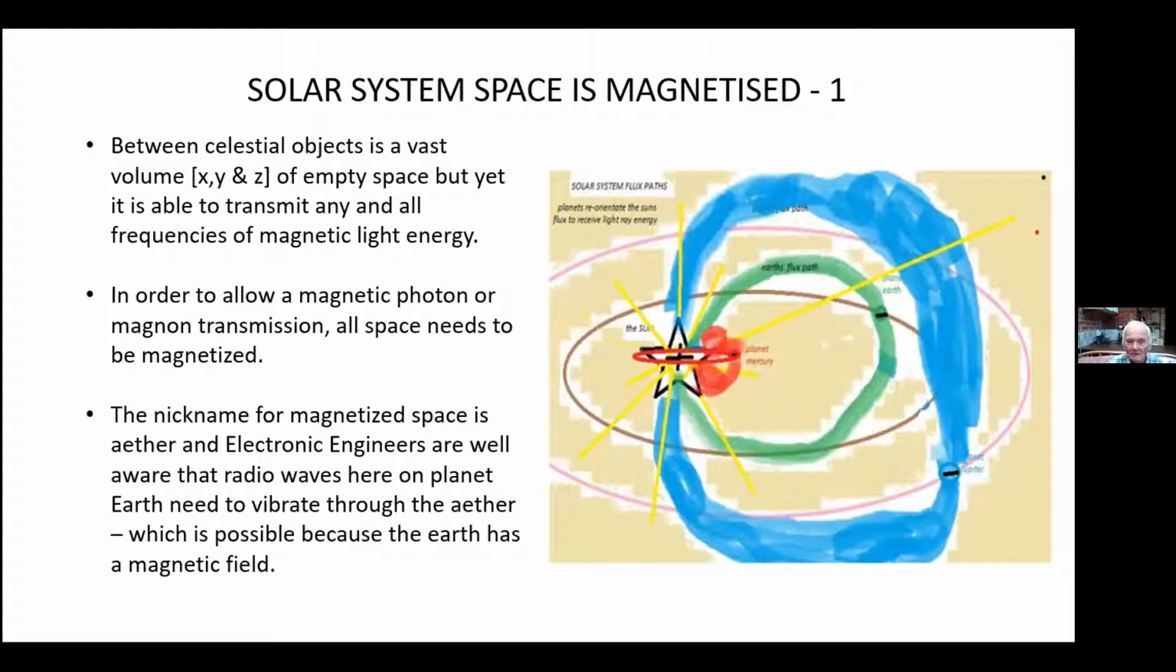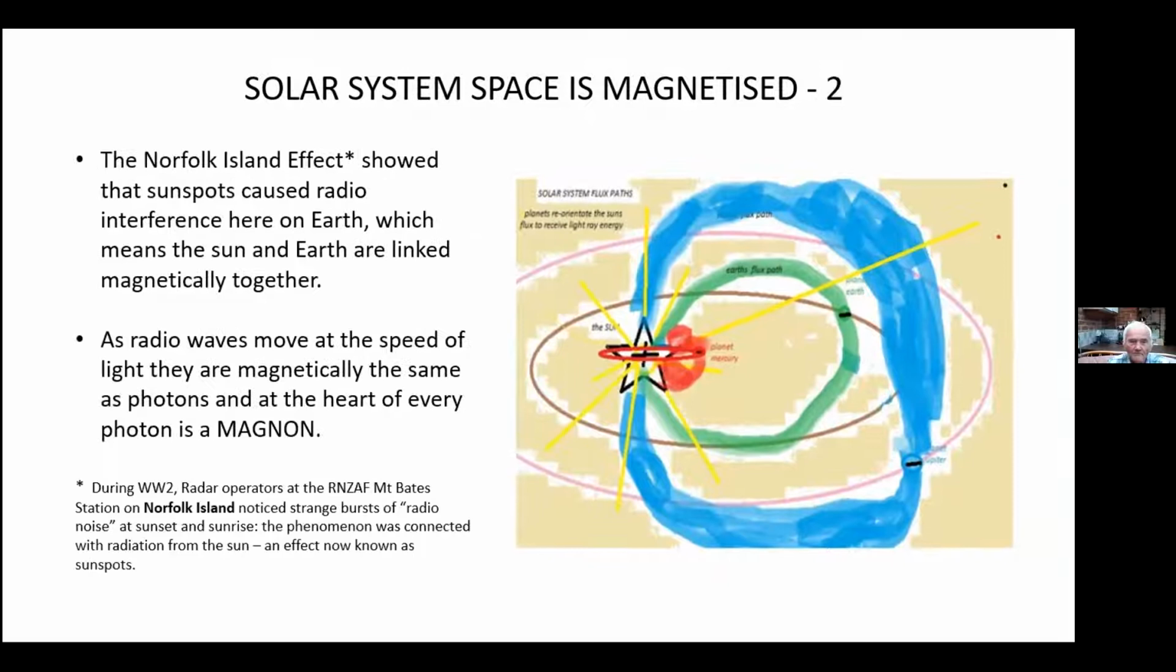In order to allow a magnetic photon or magnon transmission, all space needs to be magnetized. The nickname for magnetized space is ether, and electronic engineers are well aware that radio waves here on planet Earth need to vibrate through the ether, which is possible because the Earth has a magnetic field.